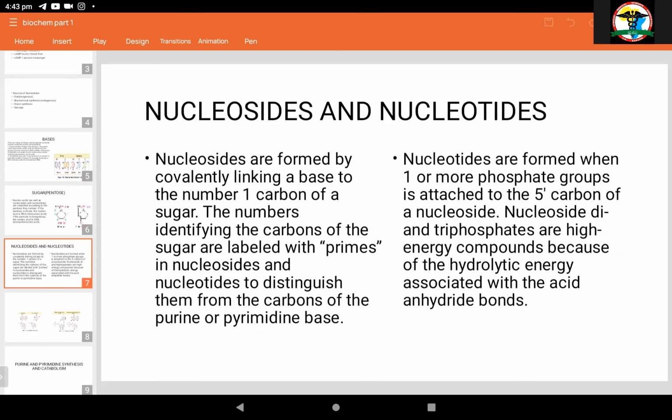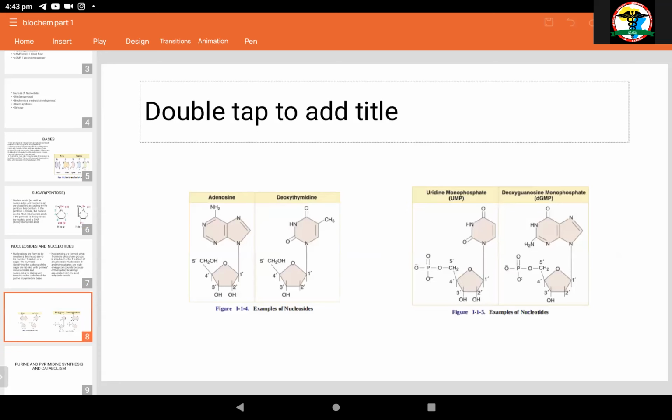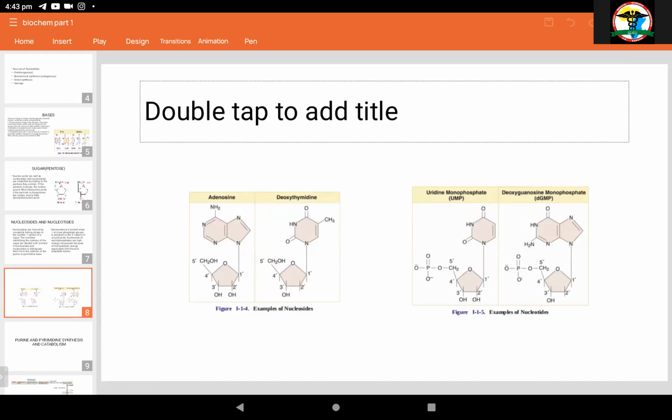I've explained the difference between nucleoside and nucleotide. A nucleoside is basically a nucleotide without phosphate, or a nucleotide is a nucleoside plus phosphate. So like you guys can see from the diagram, here we have an example of a nucleoside. As you can see, we have the nitrogenous base and the sugar in the nucleoside. But in the nucleotide, we have a phosphate that is attached to the nucleoside.